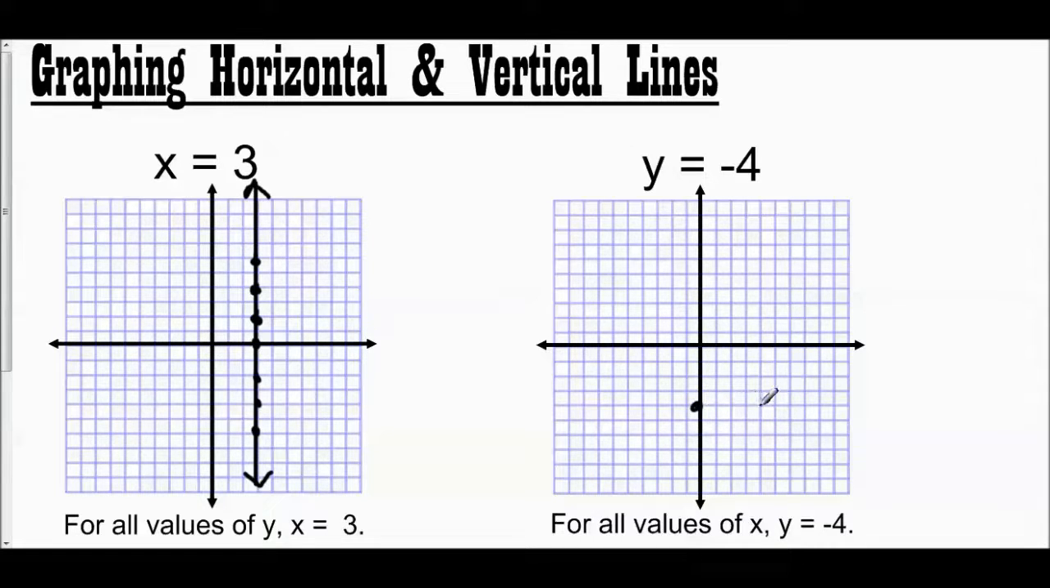Could be like here. Could be over here. So that's what that line would look like. It's crossing the y-axis at negative 4.